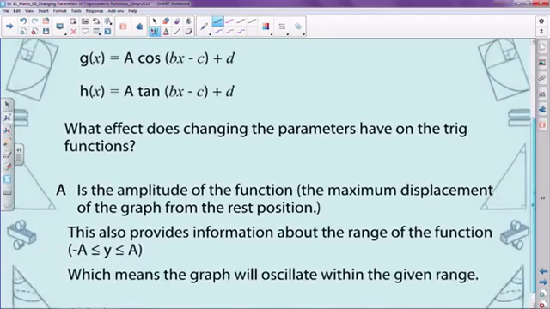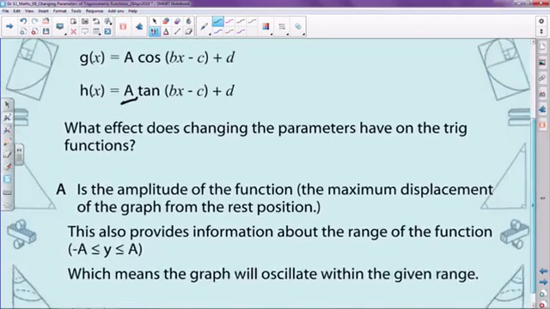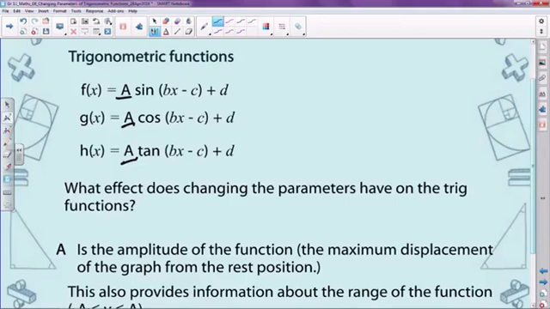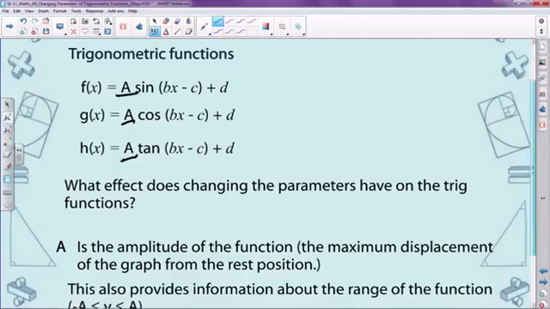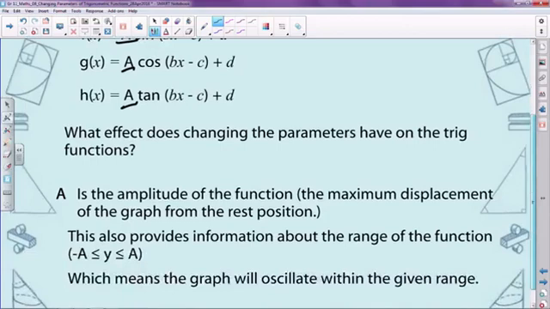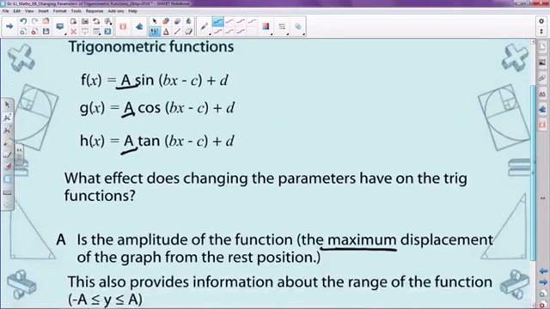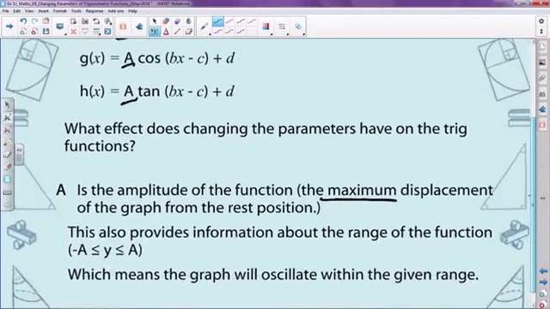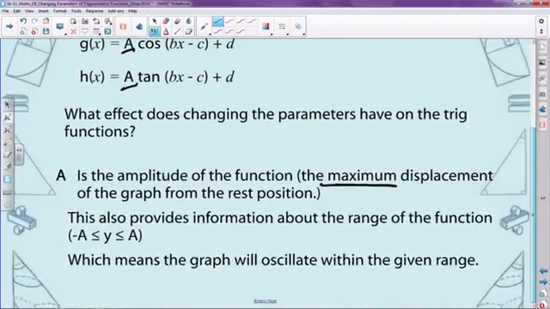Okay. Now, your big A, which is right in front of your trig graph, is the amplitude of the function, the maximum displacement of the graph from rest position. This also provides information about the range of the function. So your y must be between minus A and A, which means that the graph will oscillate within the given range, all right?